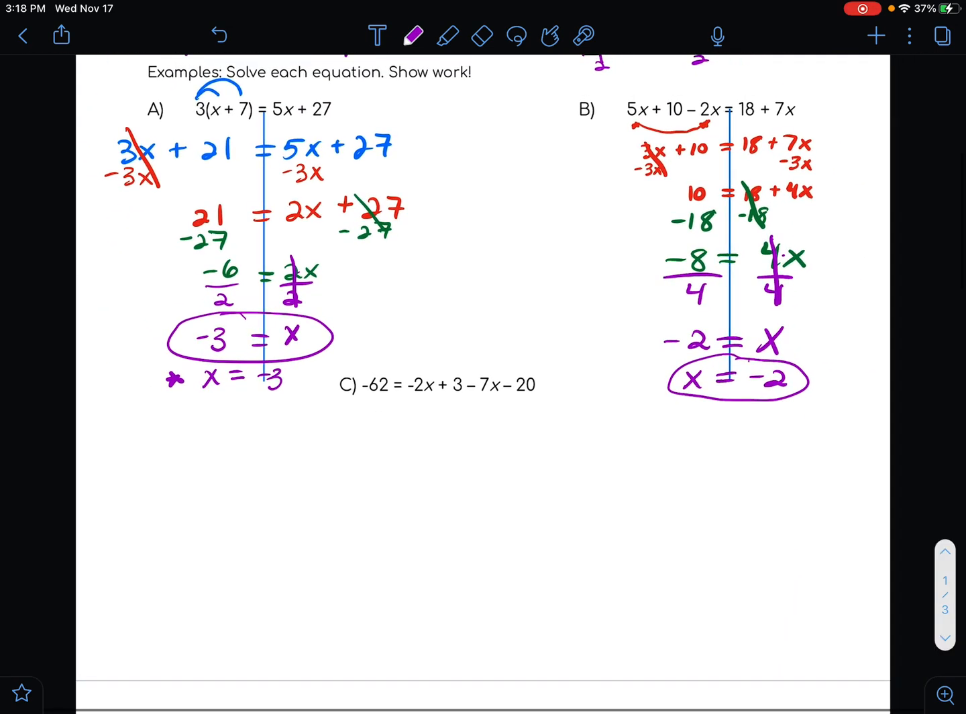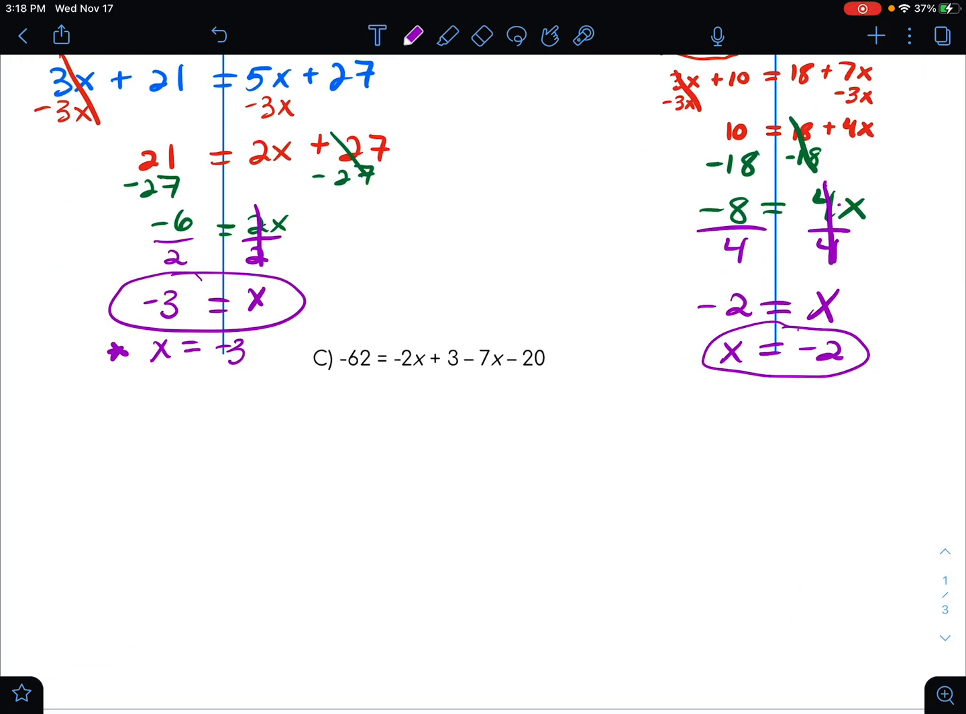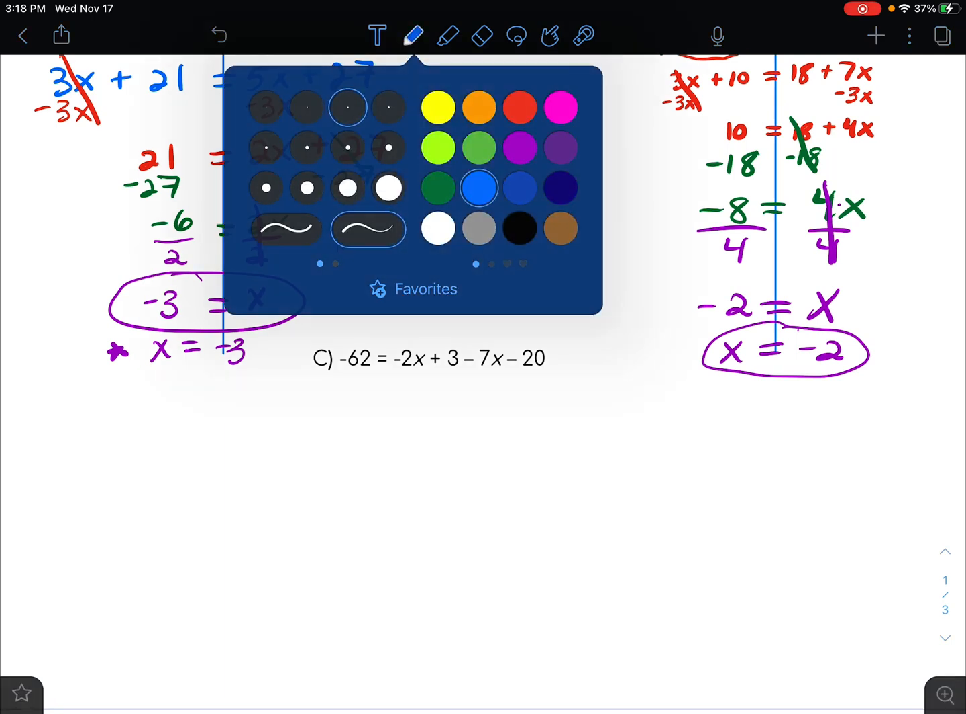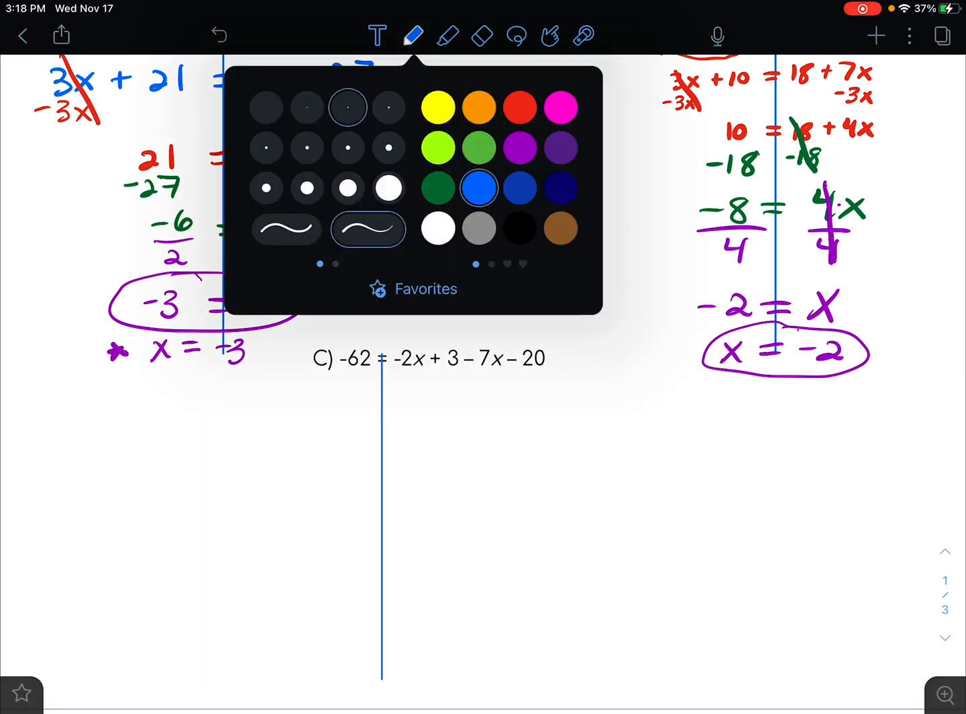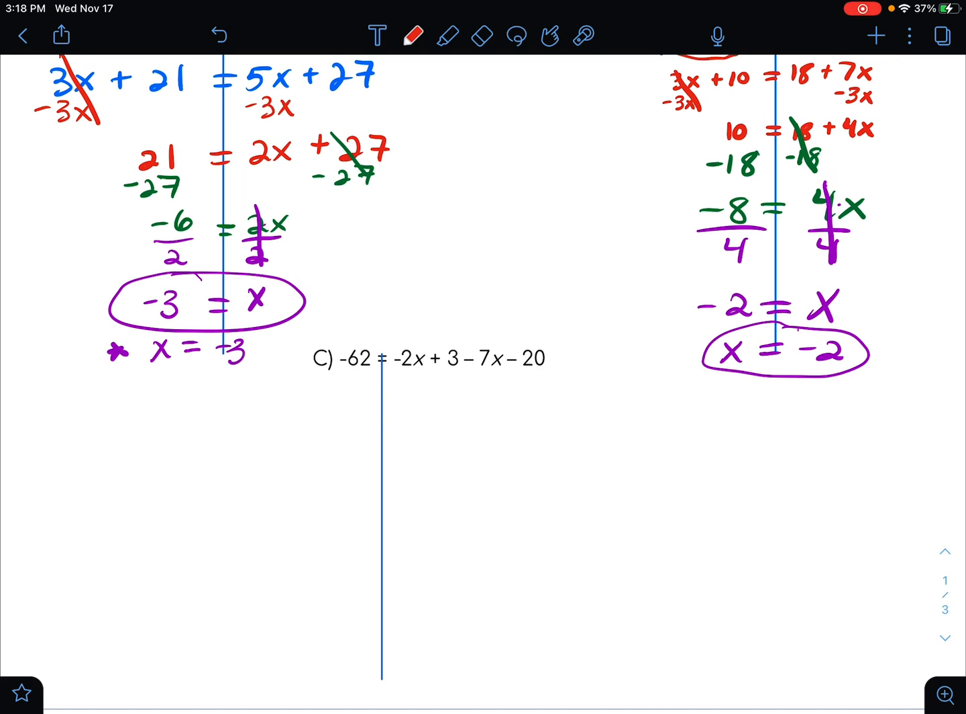All right, we have one more here. Once again, on this one, I don't see any distributive property that we need to use. So, where's my straight line? Let me try that again. I like how Notability makes my line into a nice straight line like that. Okay. So we're going to not use the distributive property, but we do have some combining like terms again.